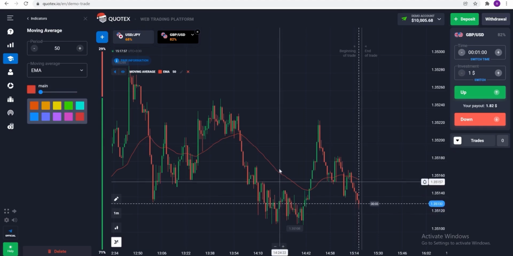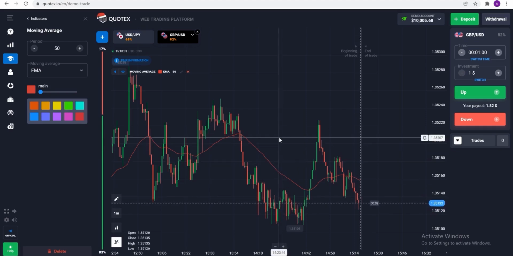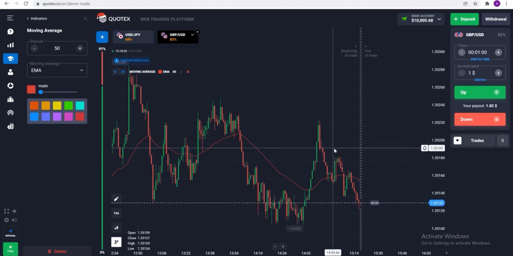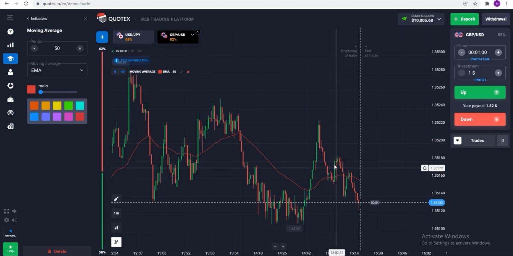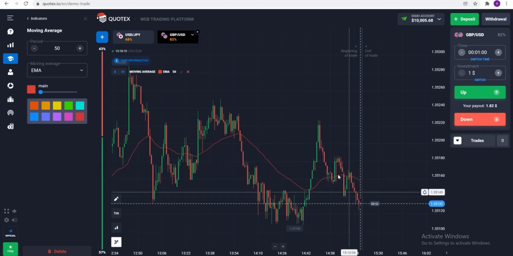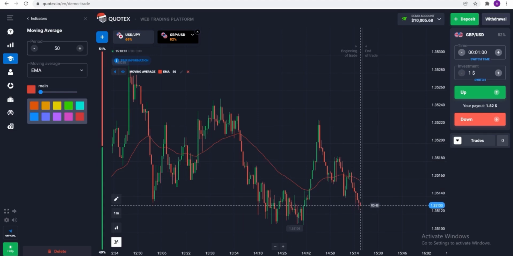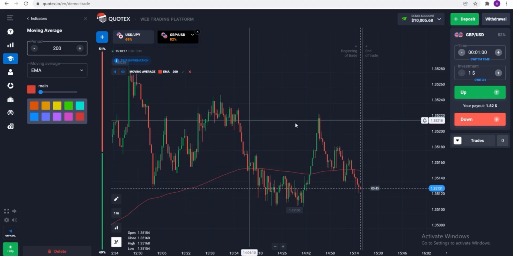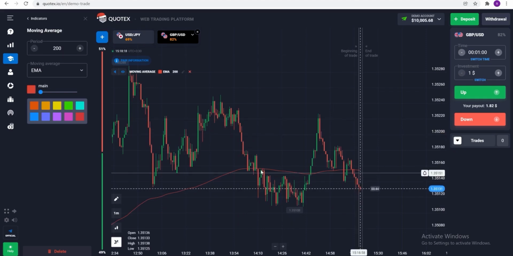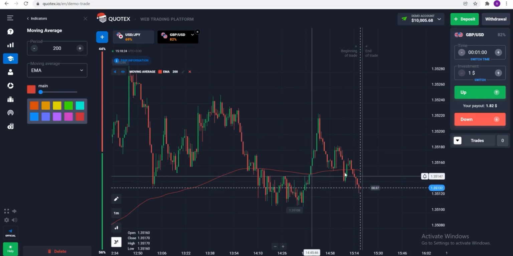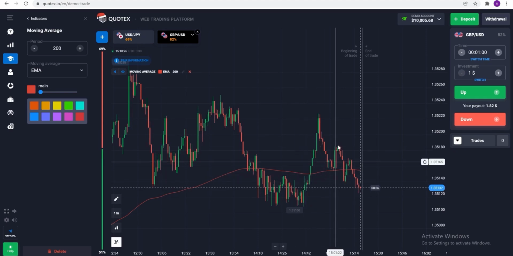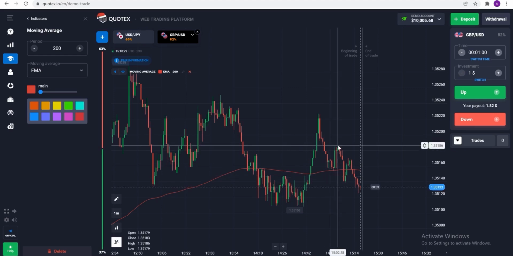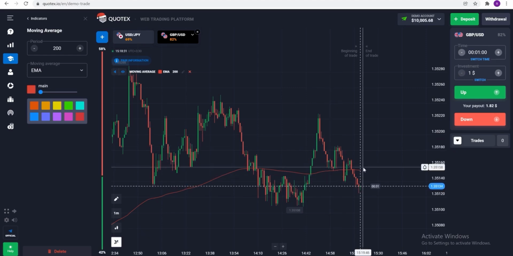The EMA was designed to address this problem. The EMA focuses more on recent prices and provides quicker signal outputs. It assigns a greater weight to more recent candles compared to older ones. For example, if we set the period to 200, it doesn't just add up the prices of all 200 candles and divide by 200. Instead, it uses a specific formula that gives more emphasis to recent candles, those closer to the current time, and less emphasis to older ones.